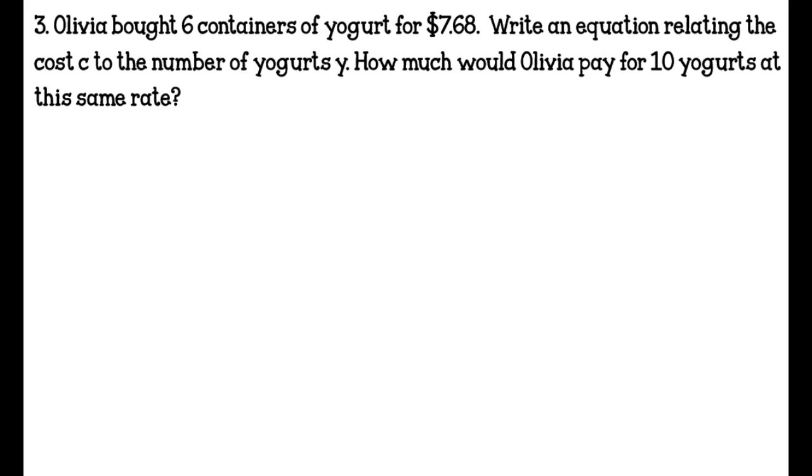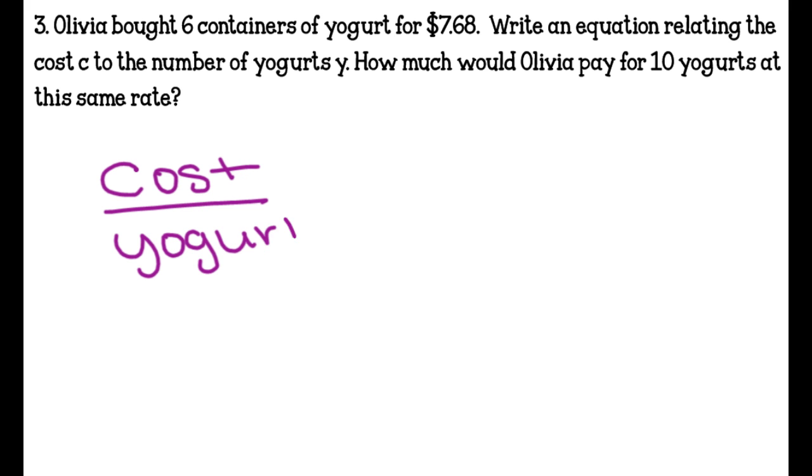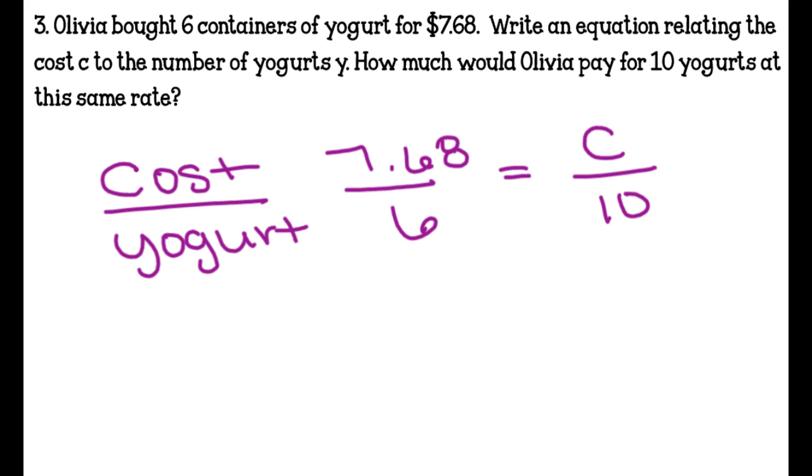Olivia bought 6 containers of yogurt for $7.68. Write an equation relating the cost C to the number of yogurts Y. How much would Olivia pay for 10 yogurts at this same rate? So I'm going to set up a proportion. It's going to be cost to yogurt. And there were 6 yogurts for $7.68. So we're going to see how much would she pay for 10 yogurts. Put a C there for cost.